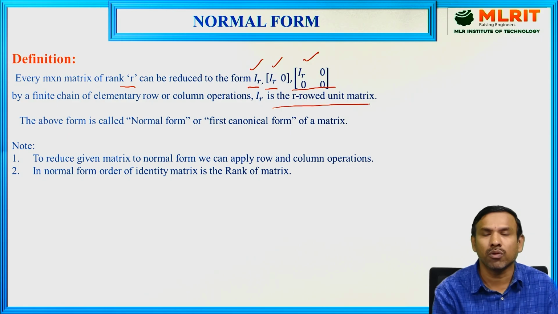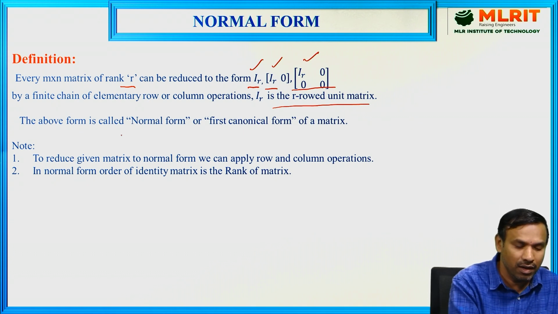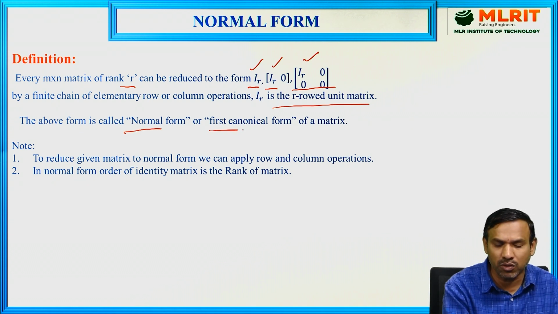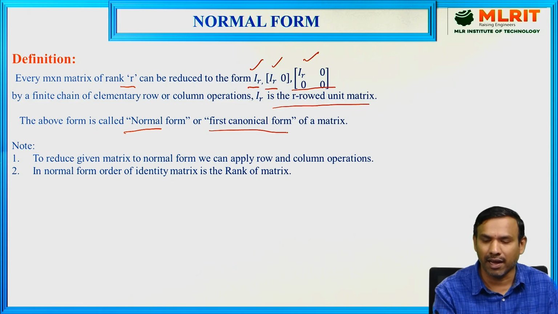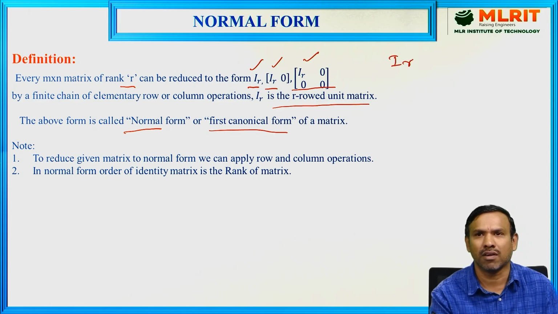These are all called normal forms, or the first canonical form. Let us say I_R. How will I_R be? It is nothing but the identity matrix of order R.